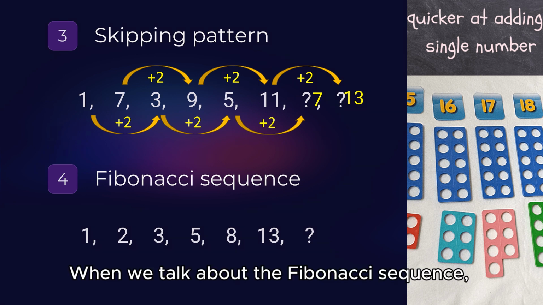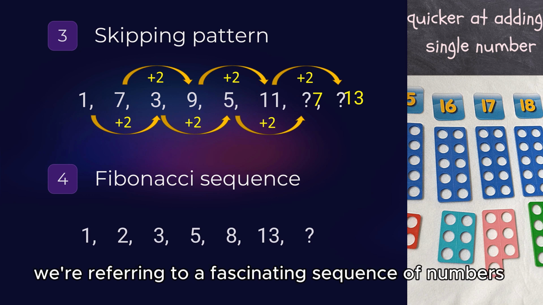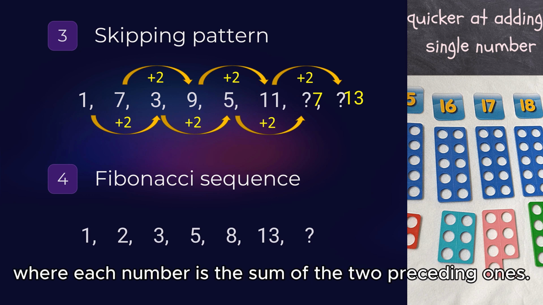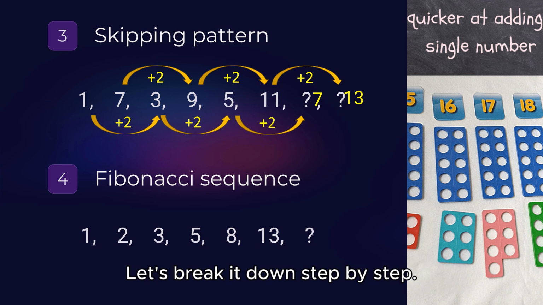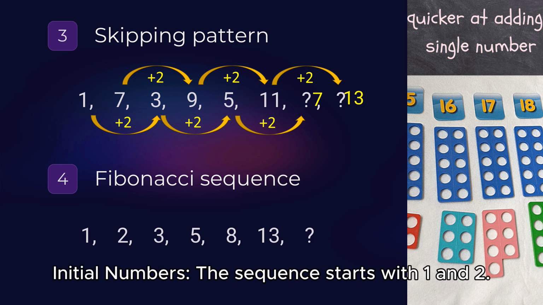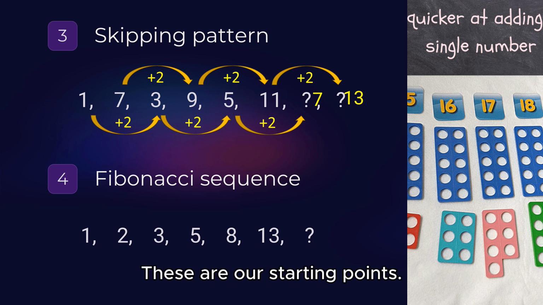When we talk about the Fibonacci sequence, we're referring to a fascinating sequence of numbers where each number is the sum of the two preceding ones. This sequence was introduced by the Italian mathematician Fibonacci in the 13th century. Let's break it down step by step. Initial numbers. The sequence starts with 1 and 2. These are our starting points.